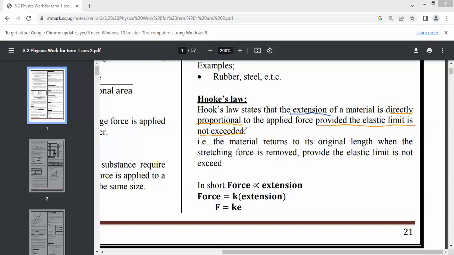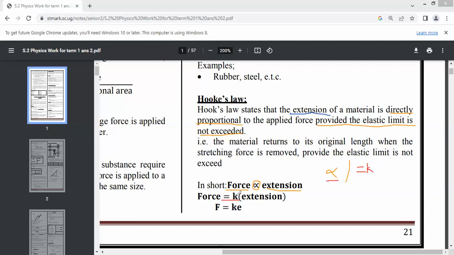And they have given us here that in short, force, this symbol here is a proportionality symbol. So it means that force is directly proportional to extension. And whenever you find a proportionality symbol, it can be changed. Instead of the proportionality symbol, you put equal to a constant. Where we had the proportionality symbol, now we have equal to a constant.